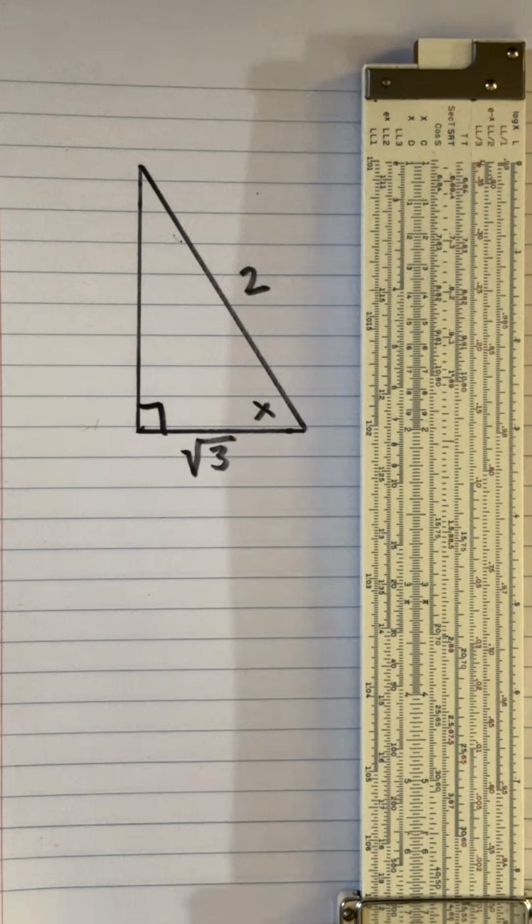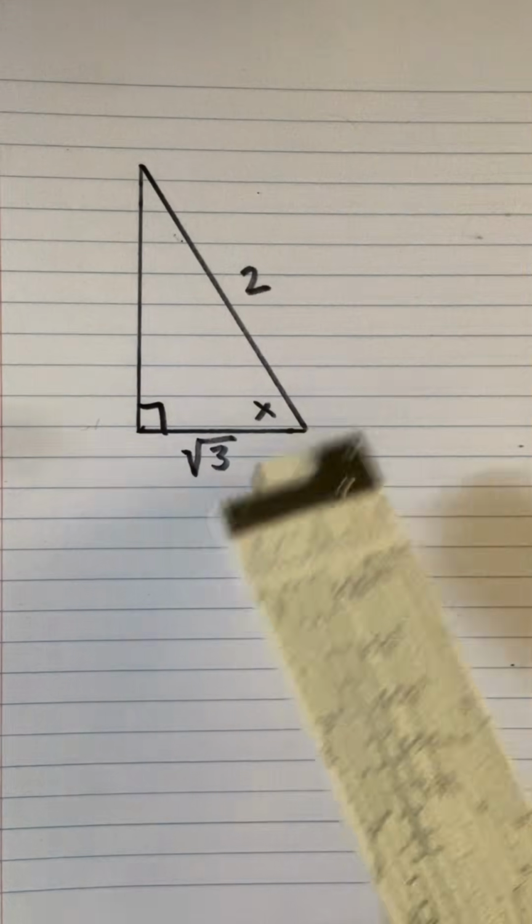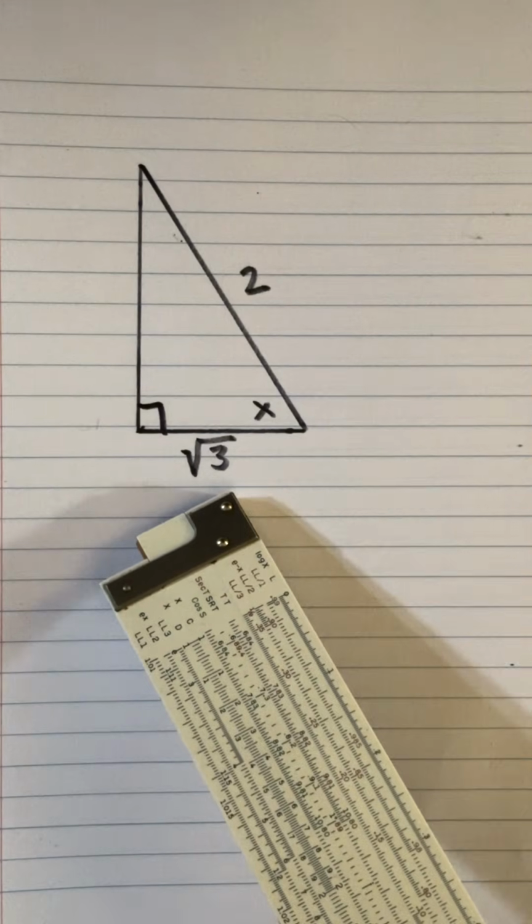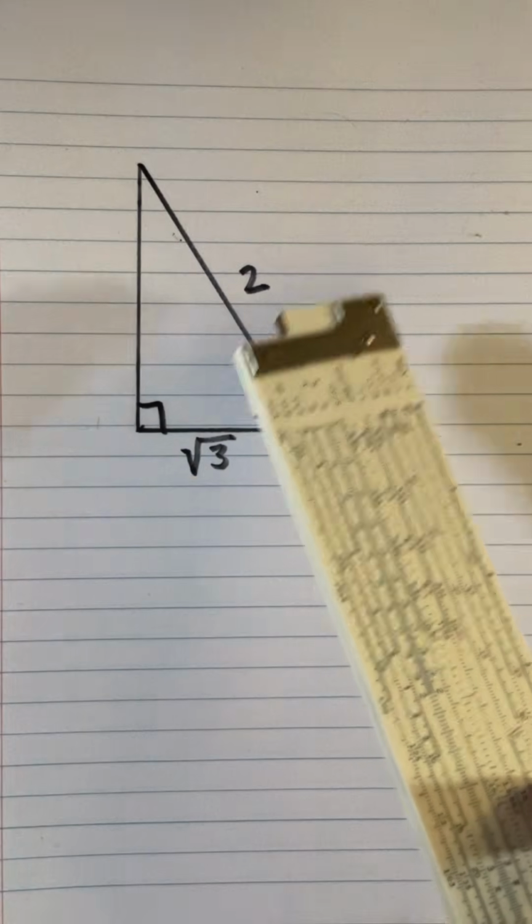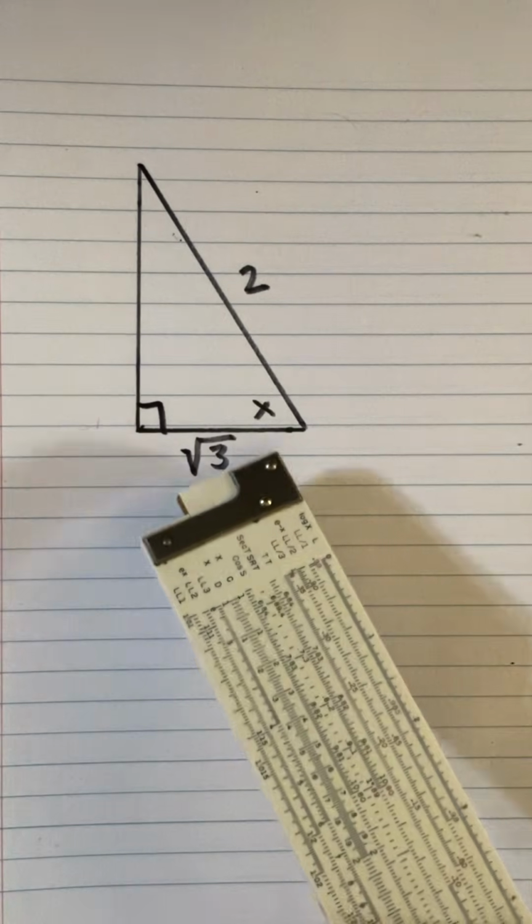All right, guys, let's go ahead and solve the angle for this right triangle. So to start out, we have an unknown angle, we have an adjacent and a hypotenuse. That's going to give us cosine. Now we also have to figure out the square root of 3.